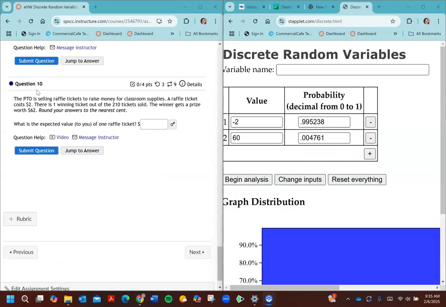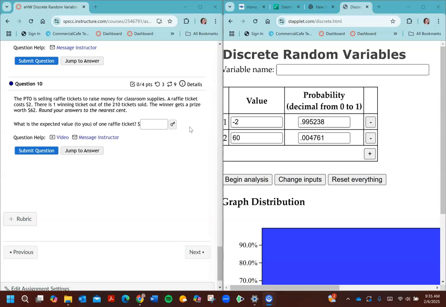I'm also going to show you how to set up question 10 in your homework. Well, the numbers could vary, the problem can vary. They're algorithmically generated, but this is one where you're finding expected value of a raffle. The PTO is selling raffle tickets to raise money for classroom supplies. A raffle ticket costs $2. There is one winning ticket out of the 210 tickets sold. The winner gets a prize worth $62. Round your answers to the nearest cent. What is the expected value to you of one raffle ticket?